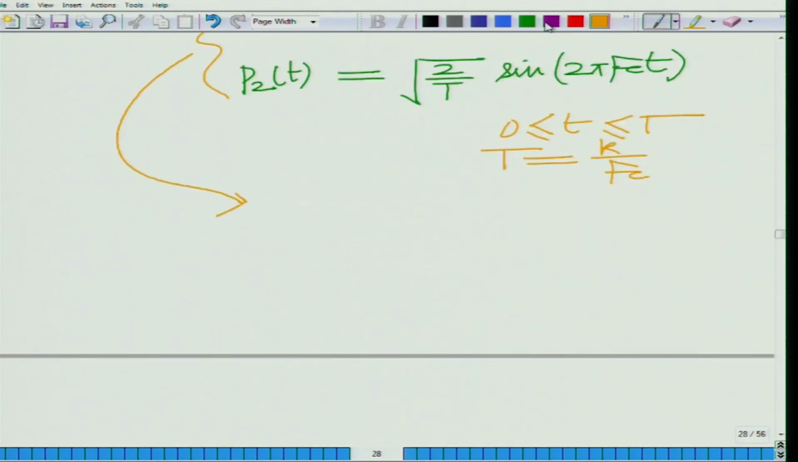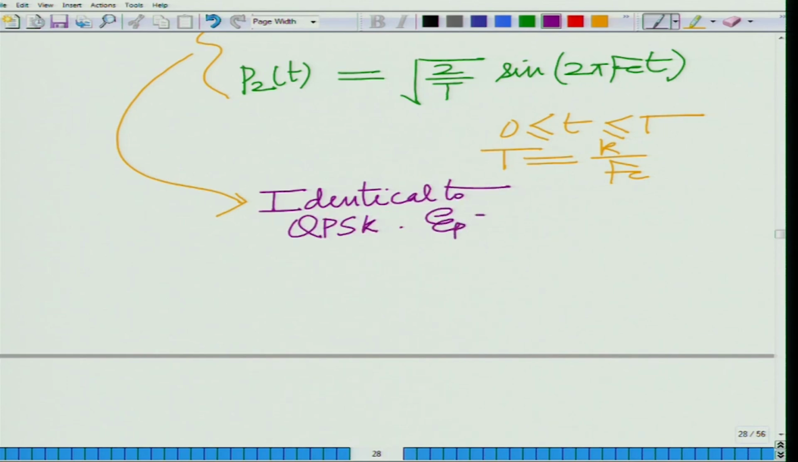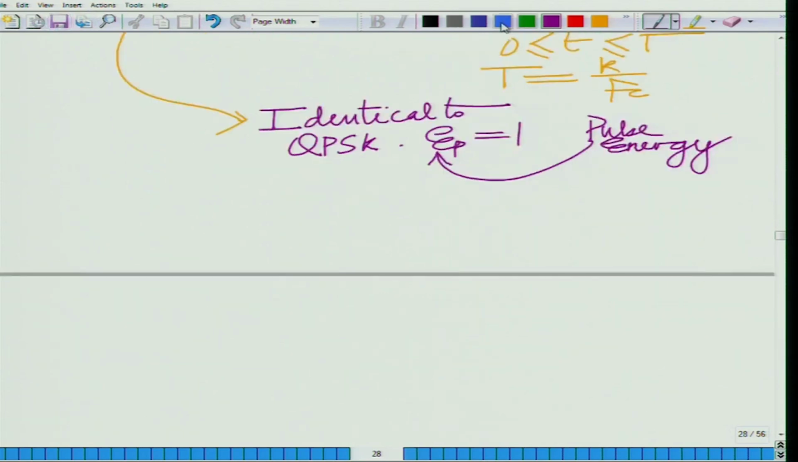This is in fact identical to QPSK, in fact not even similar, this is simply identical. The pulse energy E_p equals 1. Remember, this is your pulse energy, normalized to 1, and the bases P1(t) and P2(t) are in quadrature.